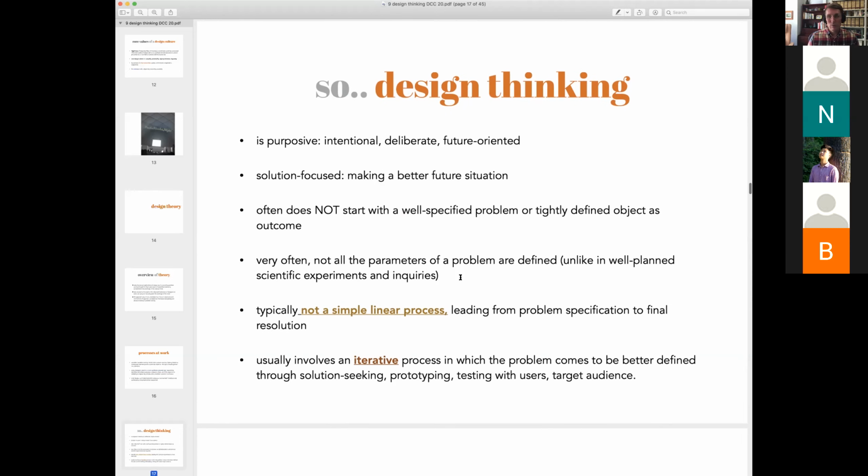Usually it doesn't start with a well-specified problem. It's more like, this is not working, is it? Let's figure out some way to make it better, okay? The parameters of the problem are often not defined, as we've spoken about, unlike well-planned scientific experiments. We're going to test this drug on 500 rats. There's a very clear methodology there. And it's not a simple linear process from a problem specification to a final resolution. It's much more iterative, as I said, where the problem is better defined through solution seeking, prototyping, and testing with the users, the target audience.